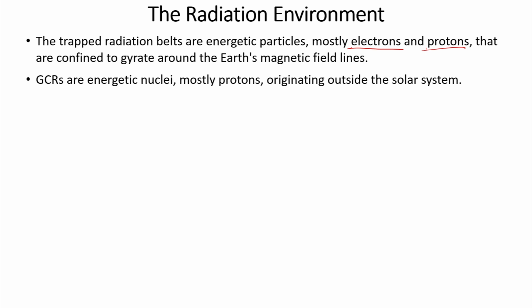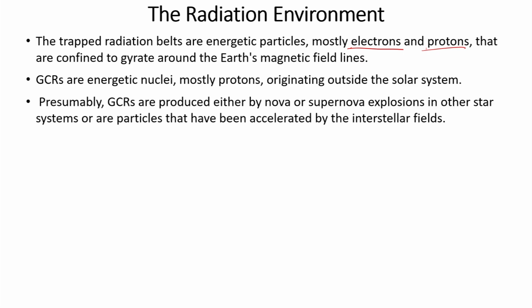They are energetic nuclei, where all the electrons have been stripped off from the atom. That is why they are mostly protons, and they originate outside our solar system. As I said, it is because of the nova or supernova phenomena, and GCRs are produced by either nova or supernova. Already I said what nova and supernova are. A nova is a sudden brightening of a star, and then it goes back. It can be an explosion, and then it restores, but when a supernova happens, the star collapses.